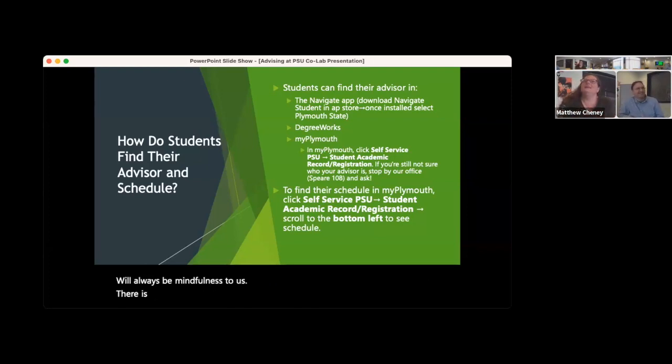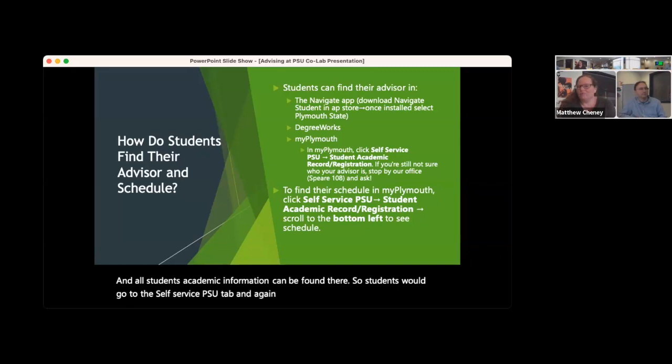There is a quick link, and it's called Self-Service PSU. All students' academic information can be found there. So students would go to the Self-Service PSU tab. And again, we're front loading a lot of information. We'll actually show you this tab a little bit later on.